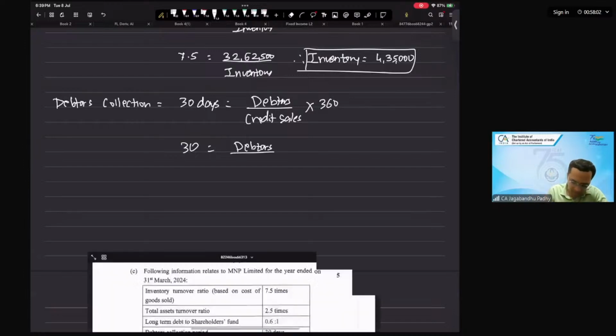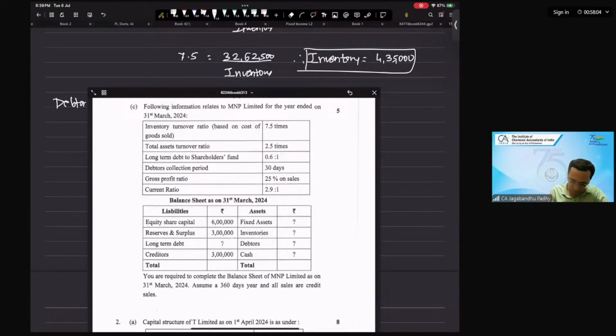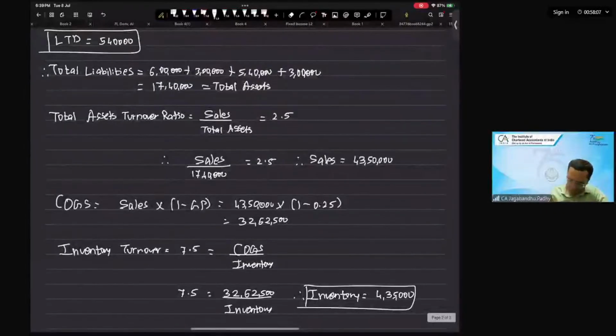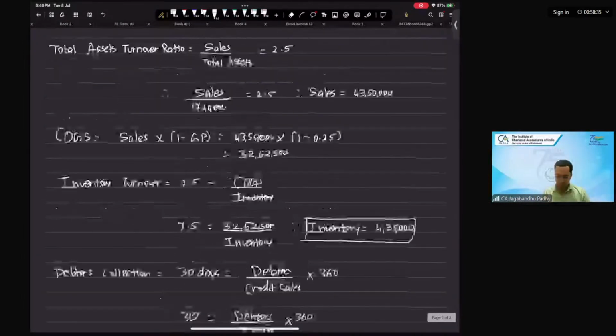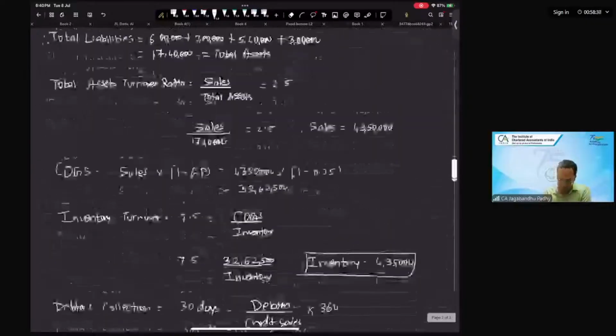So 30 is equal to debtors upon credit sales. Credit sales is whatever sales we have, so total sales was 43 lakh 50,000. We get the value of debtors to be 43 lakh 50,000 into 30 divided by 360, which is 3 lakh 62,500. So debtors is 3 lakh 62,500.